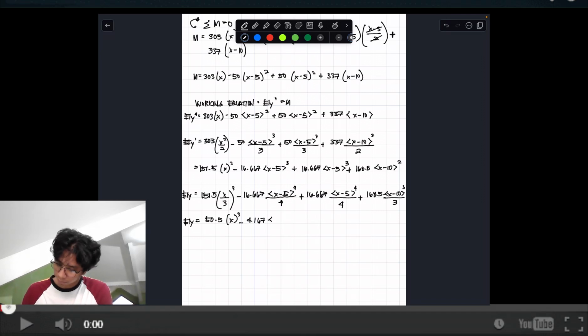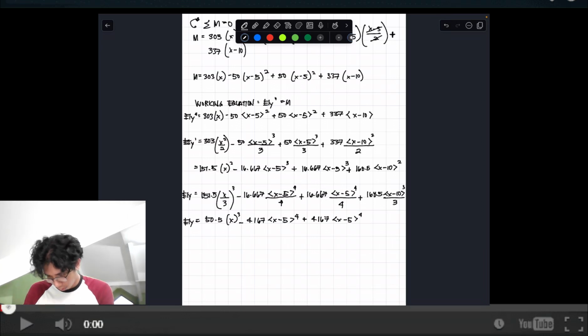4.167 times (x minus 5) to the power of 4, copy, so same lang sila, 4.167 multiplied by (x minus 5) to the power of 4, plus 168.5 divided by 3. 168.5 divided by 3 will be 56.167, multiplied by (x minus 10) raised to the power of 2.